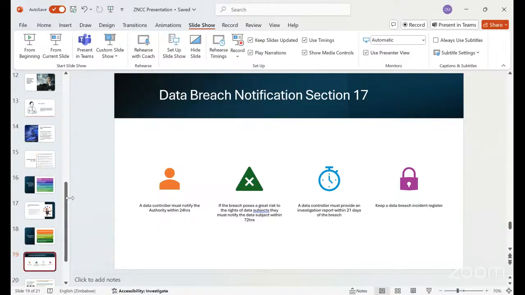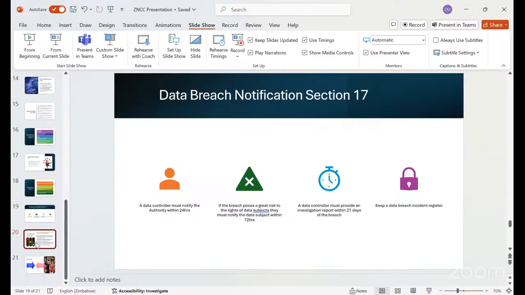And the data controller must carry out an investigation on the breach to see what happened, what caused it, what was the impact, how it can be mitigated, or how we can prevent such breaches in the future, within 21 days. And they're supposed to submit that investigation report to the authority. And as data controllers, you must also keep a register of data breaches and any data incidences that you might suffer in terms of the law. So not having this register is against the law.